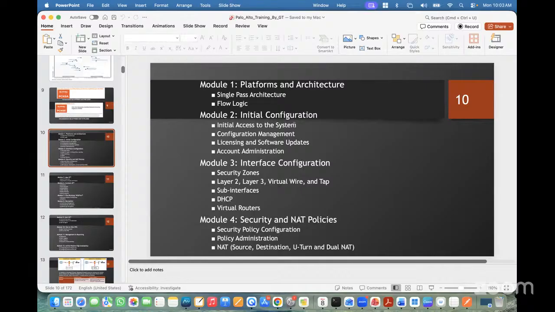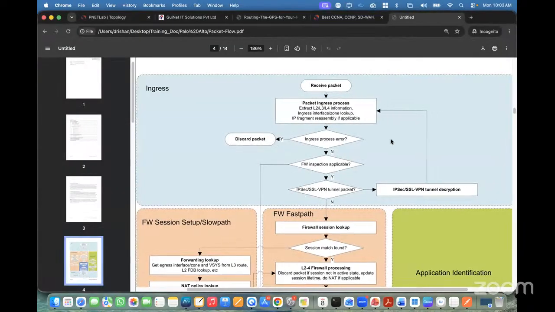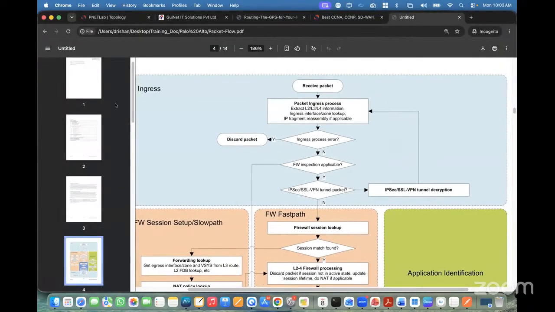It means if you have any new firewall, how you are going to onboard it. But here we are going to start from module one and go sequentially through all the modules. So we are starting from module one, that is single pass architecture and parallel processing. Clear? Okay, sir.